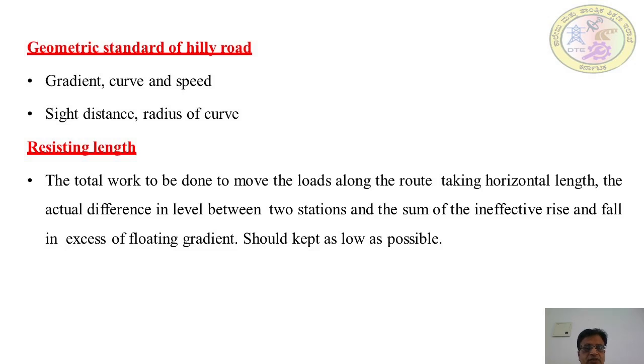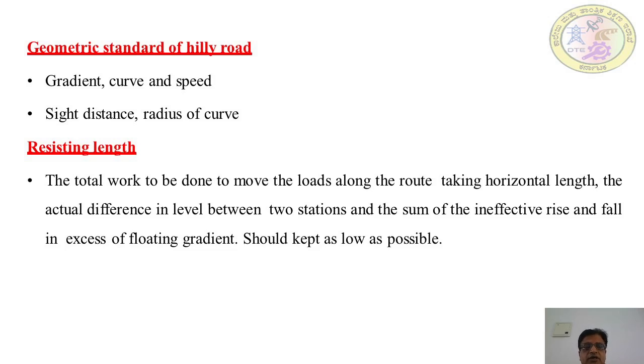Geometric standards: gradient, curve, and also the speed. There are separate standards, guidelines, and specifications for the roads or pavements which are constructed in the hilly area. Gradient, curve, and also the design speed. Usually, the design speed will be less in the case of hilly areas, maybe 30 to 40 kilometers per hour or 40 to 50, depending upon the terrain.